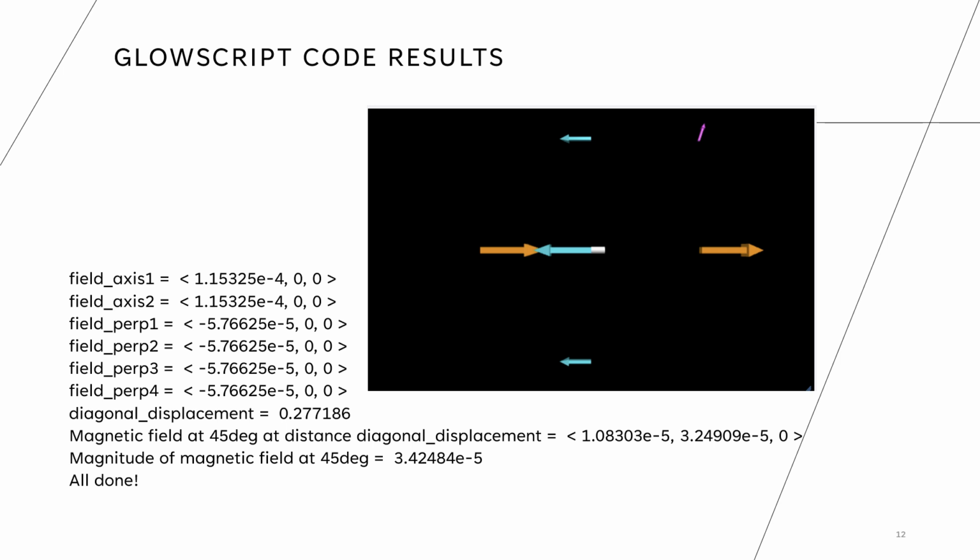GlowScript code results. So here are the results of that code. It outputted this image showing us the vectors for some of the relevant forces, and it gave us the field on axis and the fields at several perpendicular locations. And it showed us the diagonal displacement and the magnetic field at a 45-degree displacement, and what the force was, and the magnitude of that force.